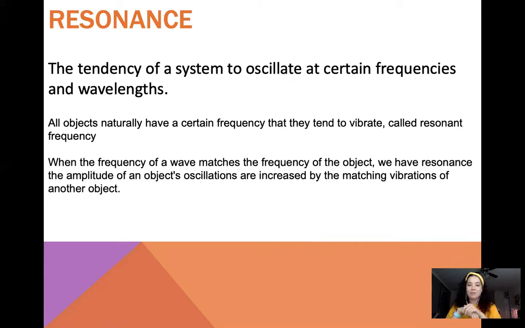And so this is that resonant frequency. If we have a wave that matches the frequency of the object, so the wave has a frequency, the object has a frequency, they're the same frequency, we get resonance, okay? Resonance is when the amplitude of an object's oscillations is increased by the matching vibrations of another object. A very complicated way of saying that because these frequencies match, we actually get a larger amplitude in our wave. The amplitude, remember, is the distance from the crest or trough of a wave to that midpoint. By having the same frequency, that amplitude gets larger.